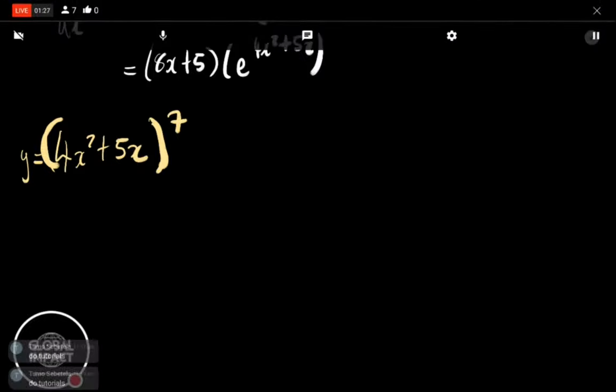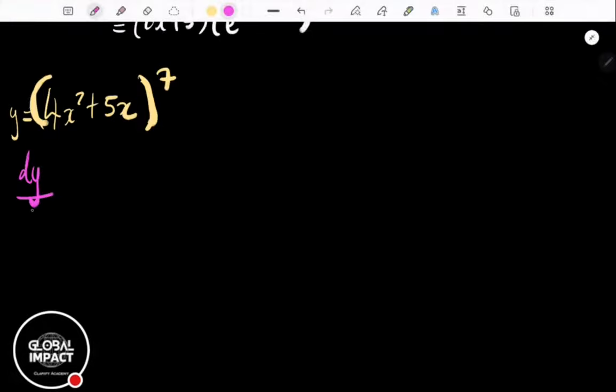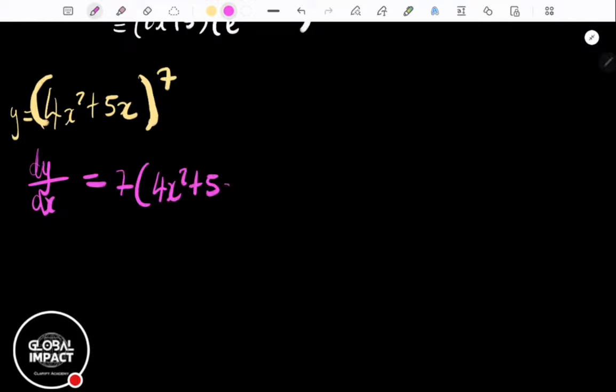So look at this. How do we differentiate it now? This is going to be chain rule, because you have a function inside and another one outside. Don't fail to do it. If you fail to do it, you are throwing away marks. dy dx is going to be equal to, remember, what is the chain rule? Start with the outside without changing the inside. For the outside, this is a power. You drop it, 7, you reduce it by 1. Don't change the inside. It is still 4x squared plus 5x. It is now to the power of 6.